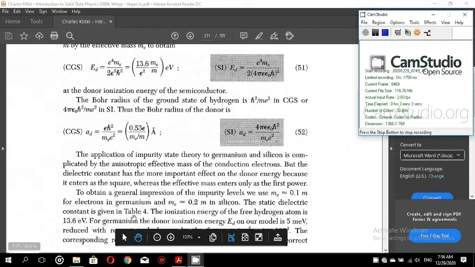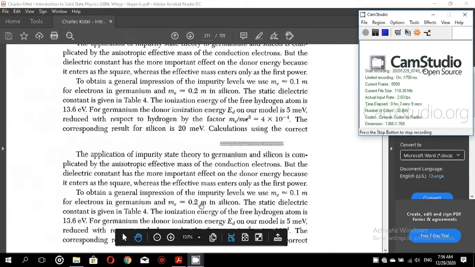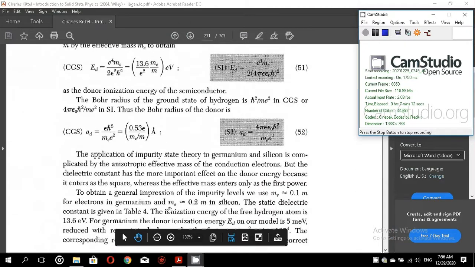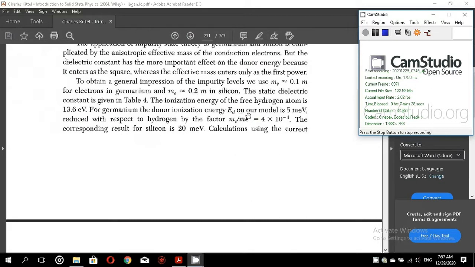The static dielectric constant is given in table 4. This is table 4, where you can see the values of epsilon. The ionization energy of the free hydrogen atom is 13.6 electron volts. So for germanium, the donor ionization energy E_D on our model is 5 milli electron volts, reduced with respect to hydrogen by the factor of 4 into 10 to the power minus 4. The corresponding result for silicon is 20 milli electron volts.